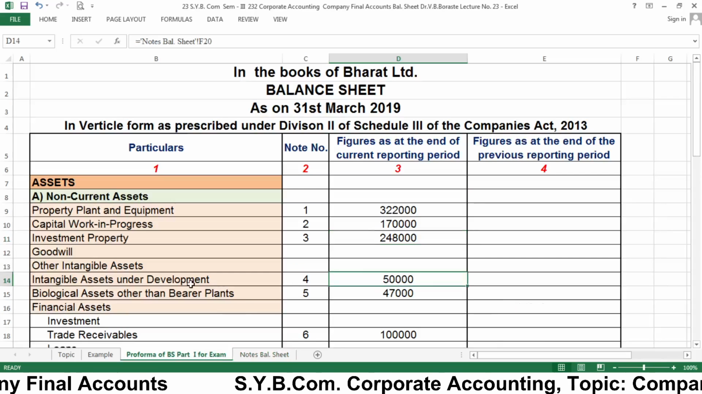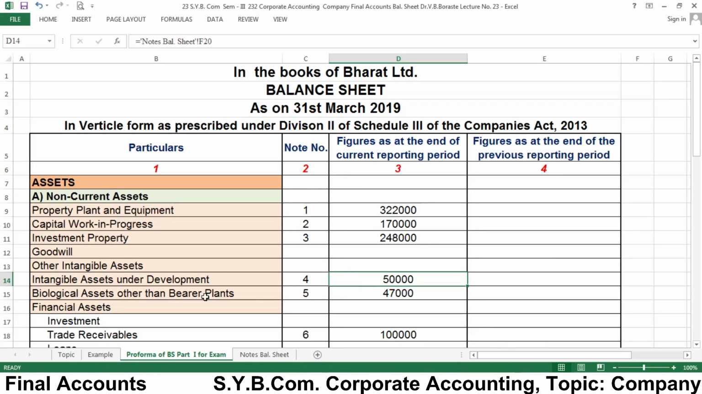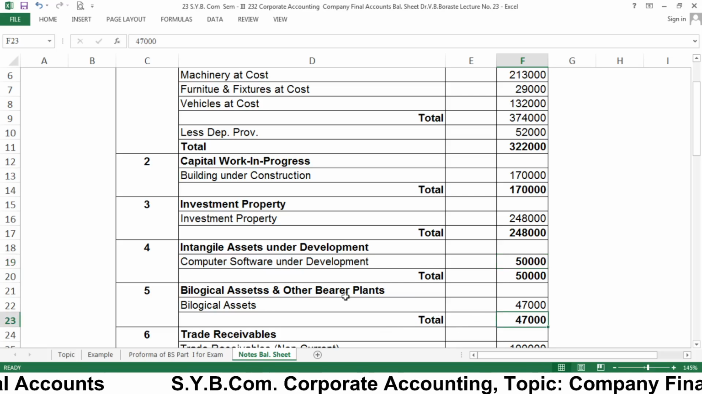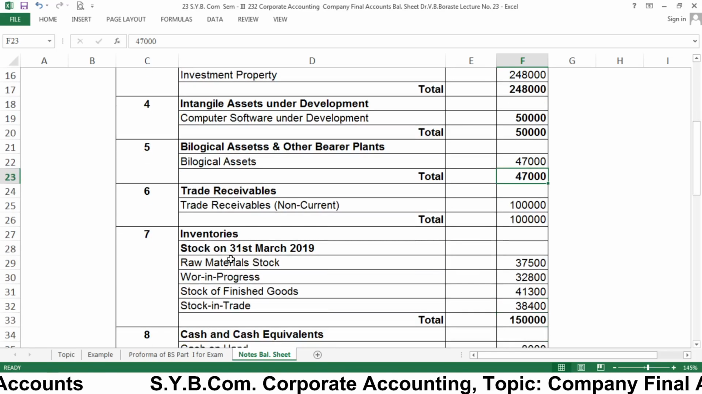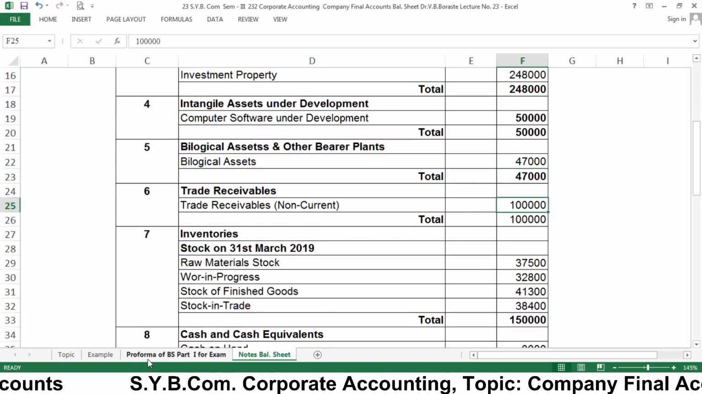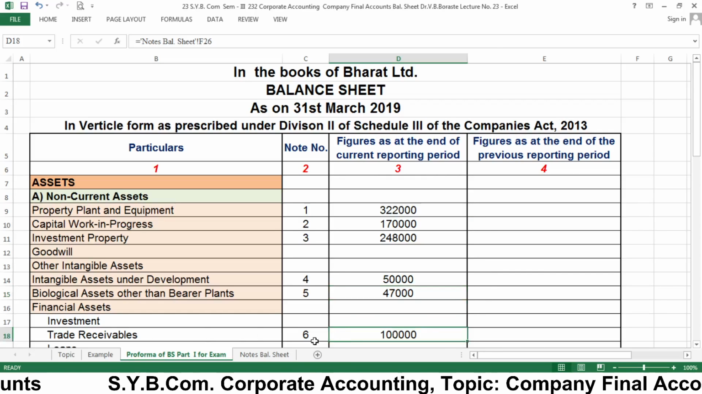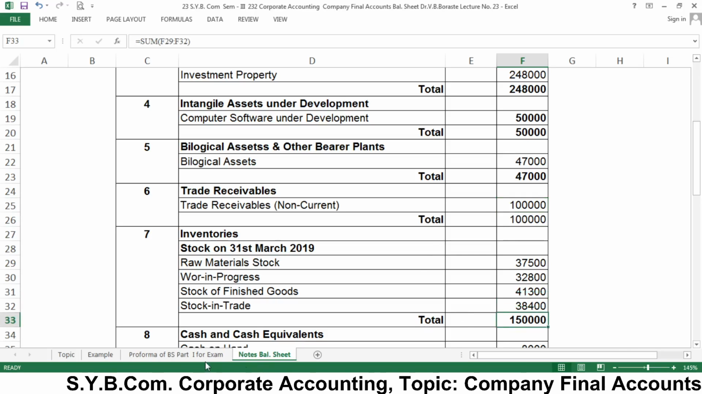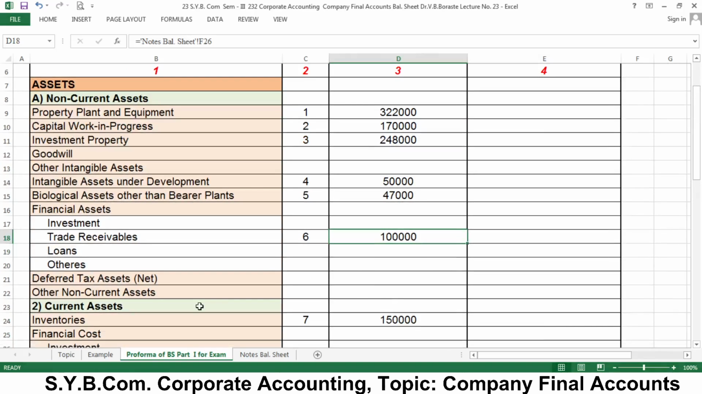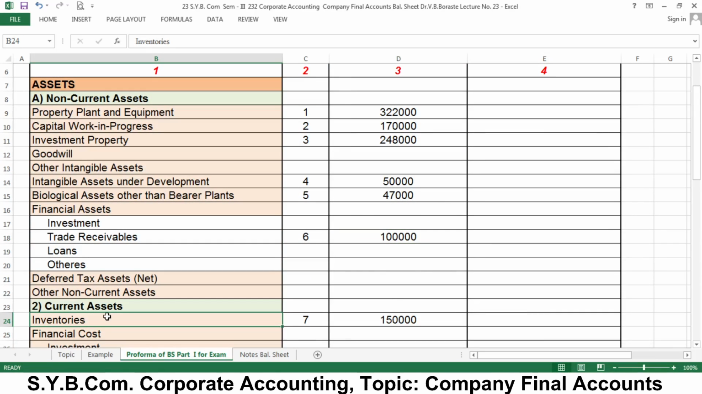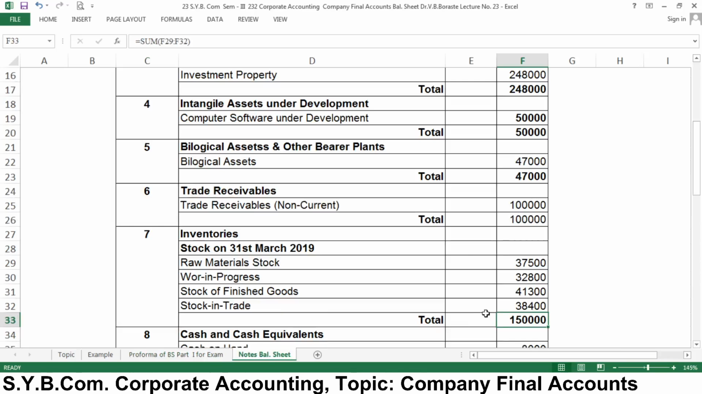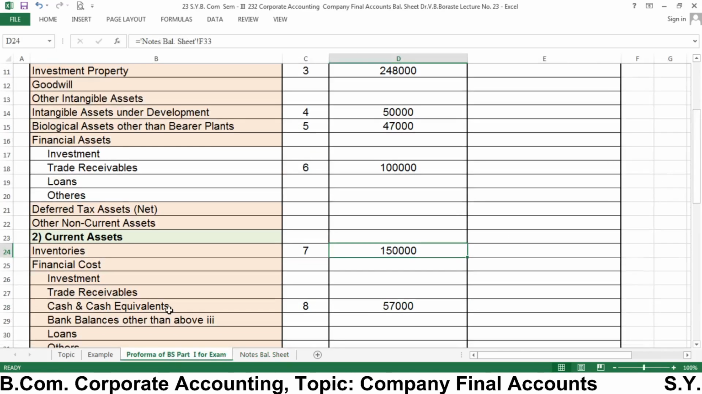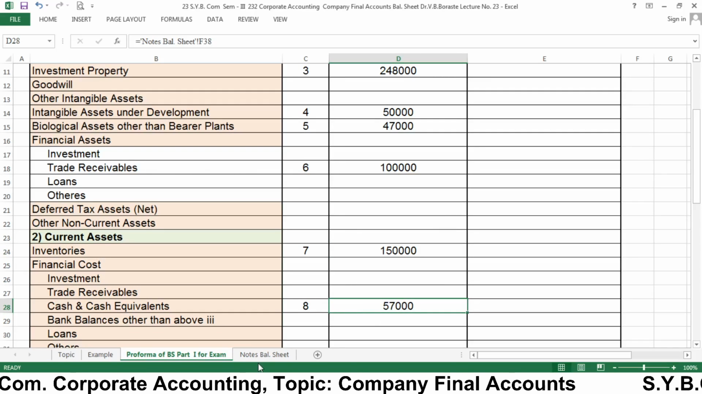After that, our next working note is intangible assets under development, that is 50,000. Biological assets we have taken as 47,000, that is biological assets and other bearer plants. After that, the trade receivable amount is rupees 1 lakh. After that, the inventories amount is rupees 1,50,000 under the head current assets, and cash and cash equivalents is rupees 57,000.